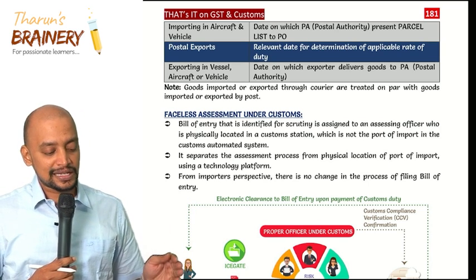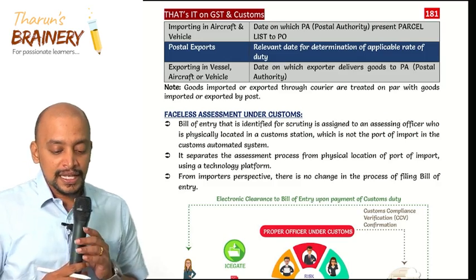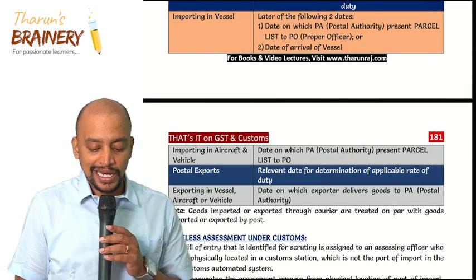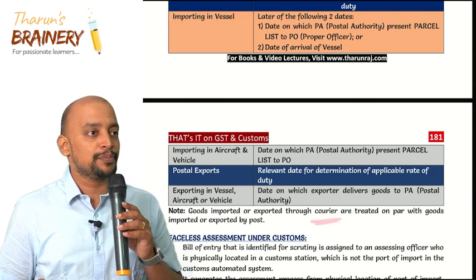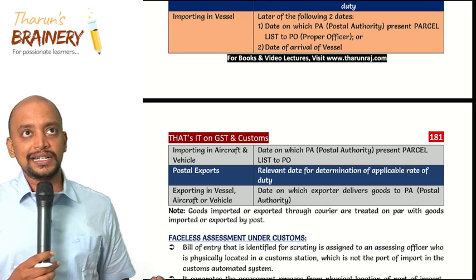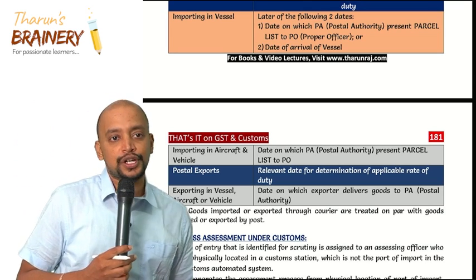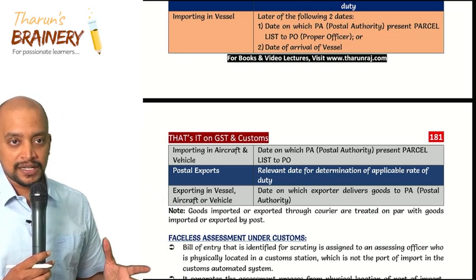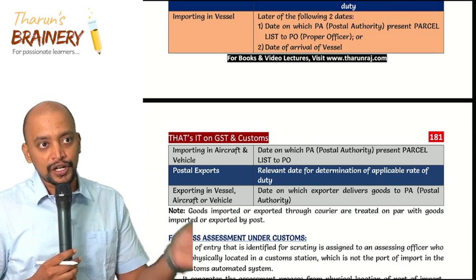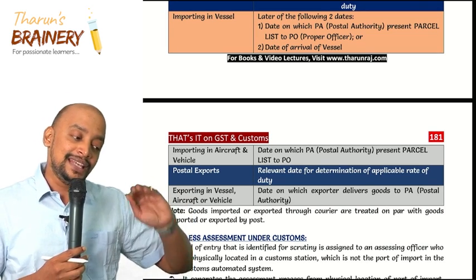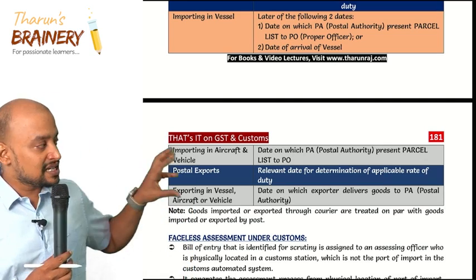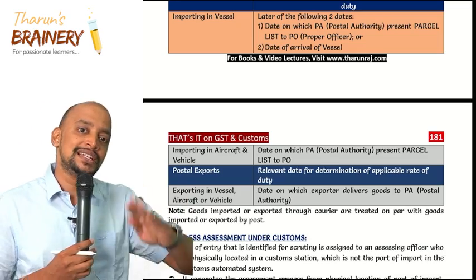Wherever we discuss import or export by post, this postal authority is replaced with courier agency in case it is imported or exported by courier. And one important factor here is that whenever we import by post or courier, we will not pay the customs duty. All the customs formalities will be completed by the postal authorities and the courier agency. They will pay the customs duty. Finally, they will collect money from us. That's the reason why for this, the procedure is little different.